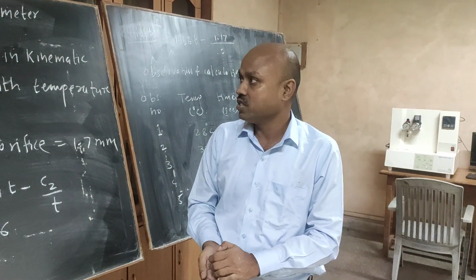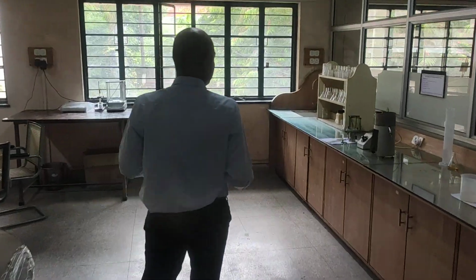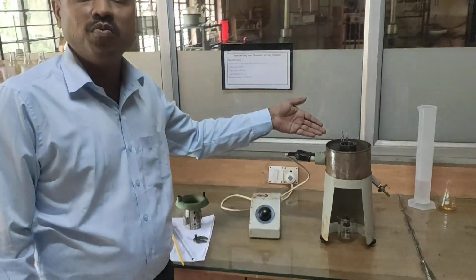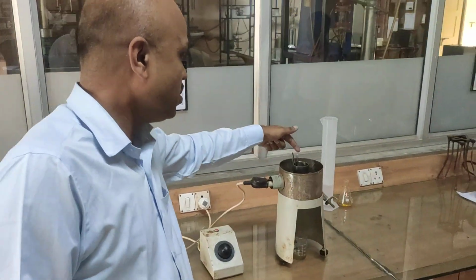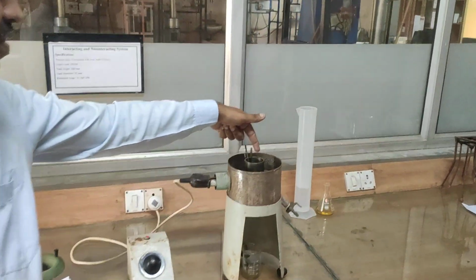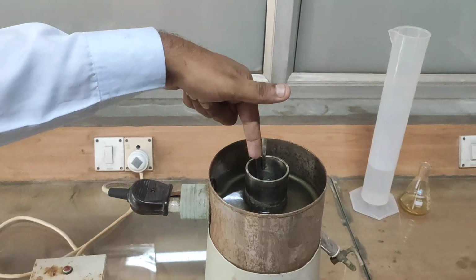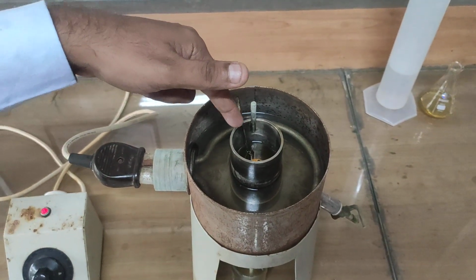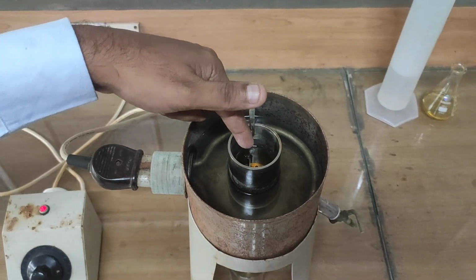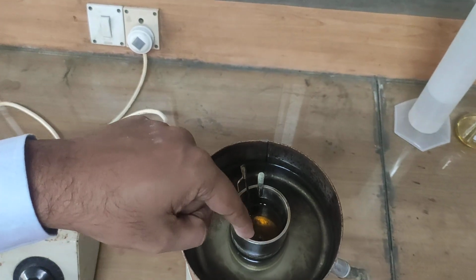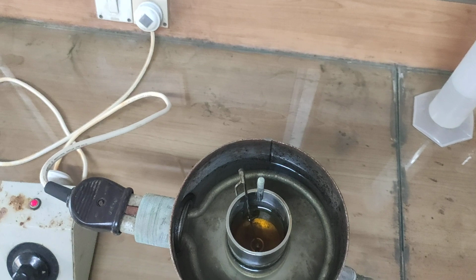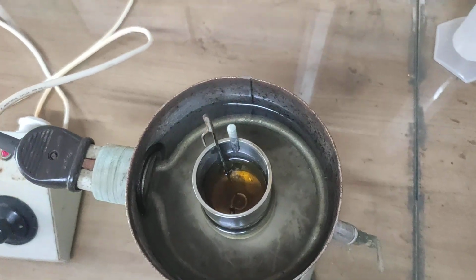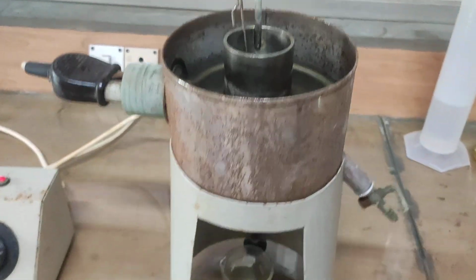So this is the setup for the practical of the Redwood Viscometer. This is the apparatus of the Redwood Viscometer. The apparatus consists of this inner cylinder which will contain the liquid whose viscosity variation is to be determined. At the bottom of this inner cylinder there is a hole. That hole is known as the orifice. From that orifice, that oil can flow into this flask.